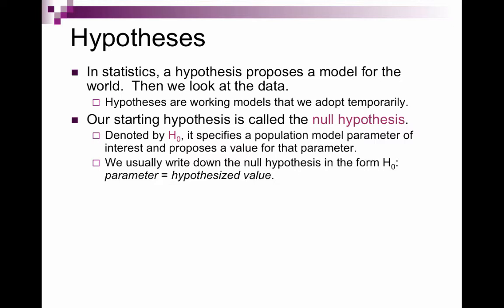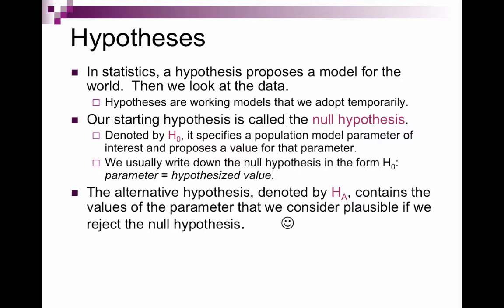Since we're dealing with proportions here, our parameter, to simplify it, we would just use a P, and it does not have a hat on it, so it's just plain P because it is the population parameter. And then that would be equal to some percentage or decimal. The alternative hypothesis, which is denoted H sub A, contains the values of the parameter that we consider plausible if we reject our hypothesis. So if we end up saying, nope, the null hypothesis is not true, then the alternative hypothesis is what we would accept in that case. If the null hypothesis doesn't work, we go with our alternative hypothesis.